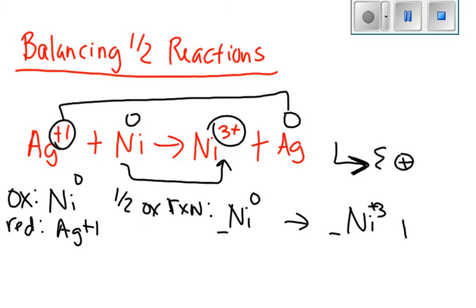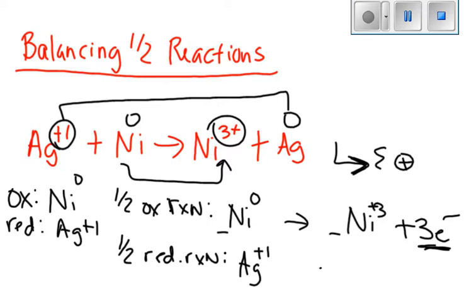We now have to balance or have conservation of charge. So since my reactant has a charge of 0, my products have to have a charge of 0. So I'm going to add 3 electrons in here to balance out that +3 charge and make it equal to 0. So now I'm good with my half oxidation reaction. Now let's look at the half reduction reaction. We have silver is going from +1 to 0. We have conservation of mass.